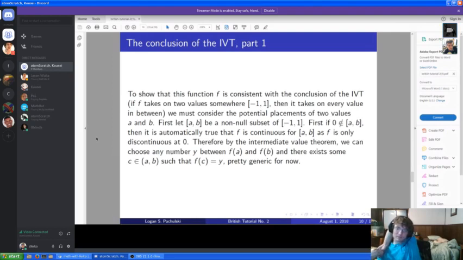Alright, to continue. Therefore, by the intermediate value theorem, we can choose a number y between f of a and f of b, such that there exists a number c in the open interval AB such that f of c equals y.